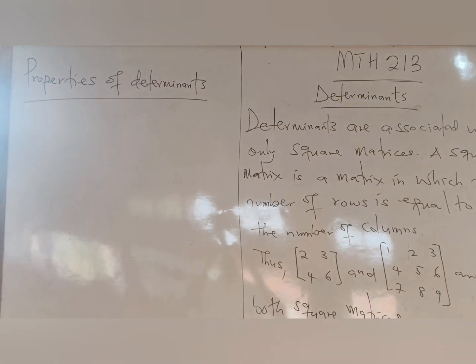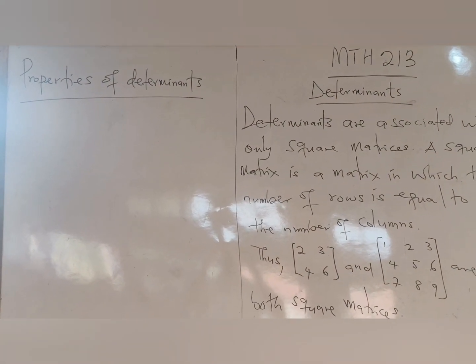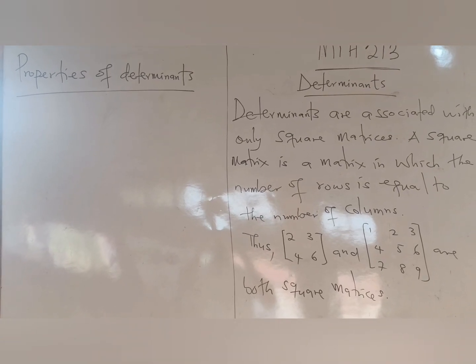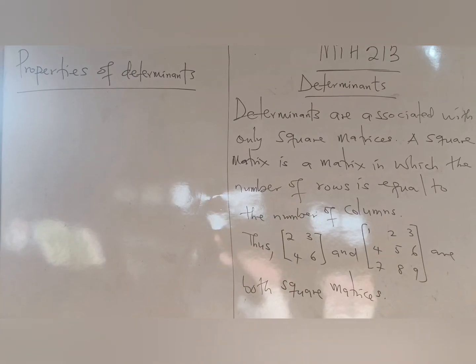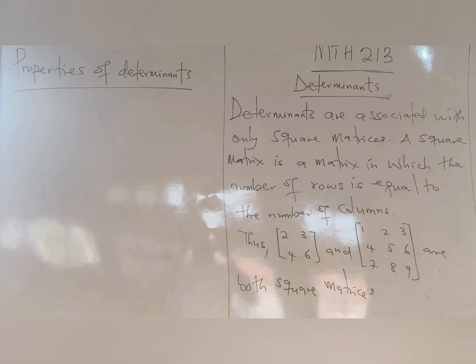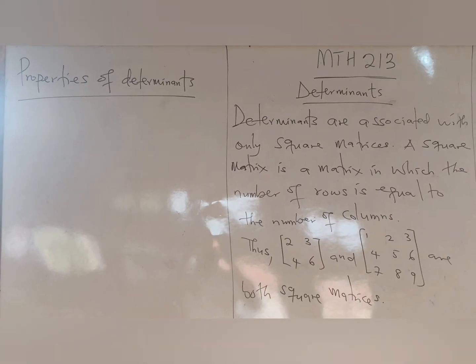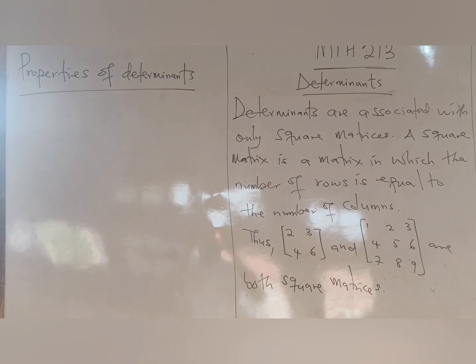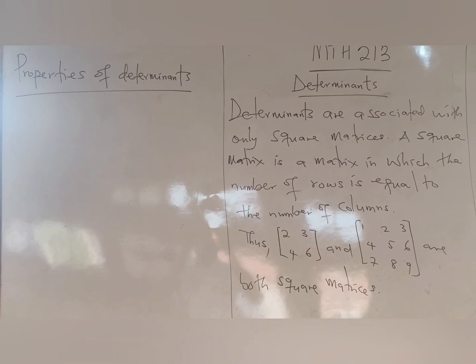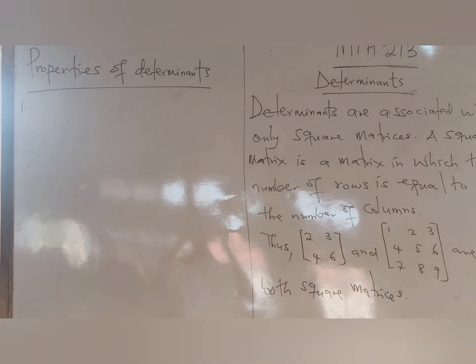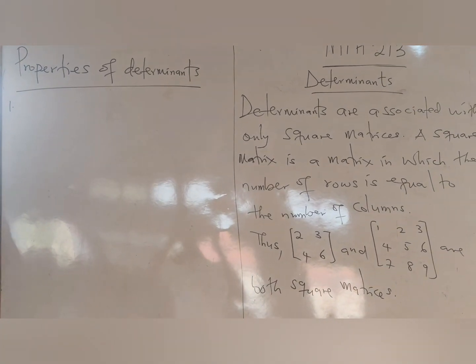Properties of determinants. We have 3 basic properties we are going to look at before we start solving questions on determinants. So that's point 1. Properties of determinants. There are just 3.